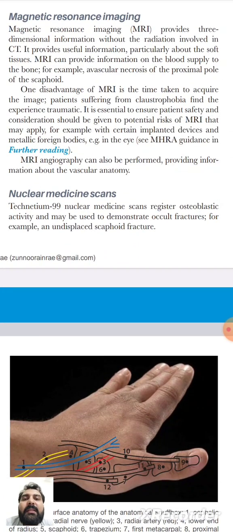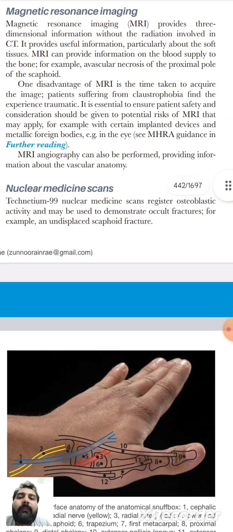Magnetic resonance imaging provides 3D information without the radiation involved in CT. It provides useful information particularly about the soft tissues. MRI can provide information on the blood supply to the bone, for example, avascular necrosis of the proximal pole of the scaphoid.